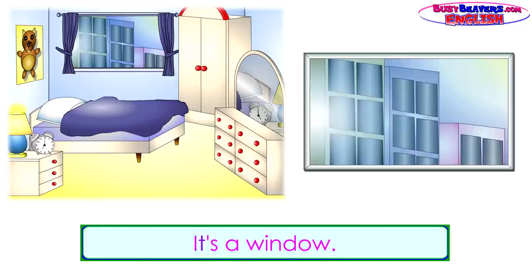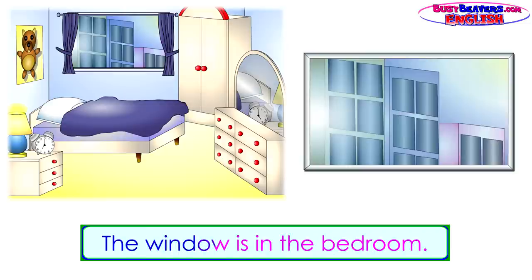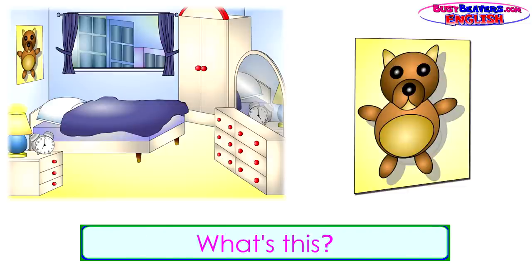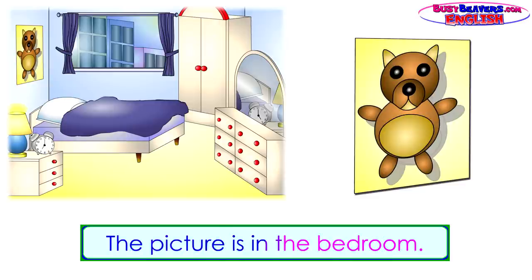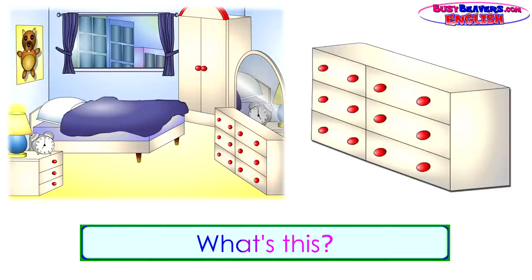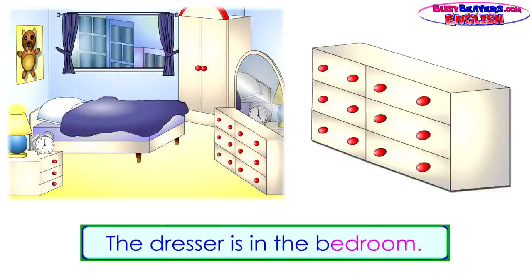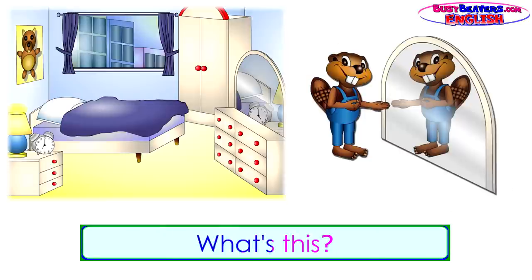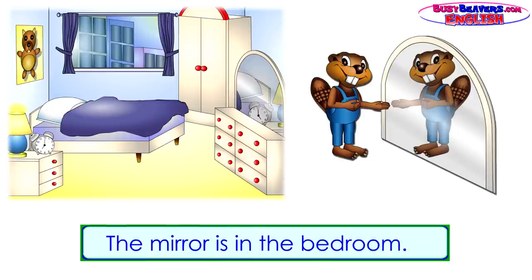What's this? It's a window. Where is the window? The window is in the bedroom. What's this? It's a picture. Where is the picture? The picture is in the bedroom. What's this? It's a dresser. Where is the dresser? The dresser is in the bedroom. What's this? It's a mirror. Where is the mirror? The mirror is in the bedroom.